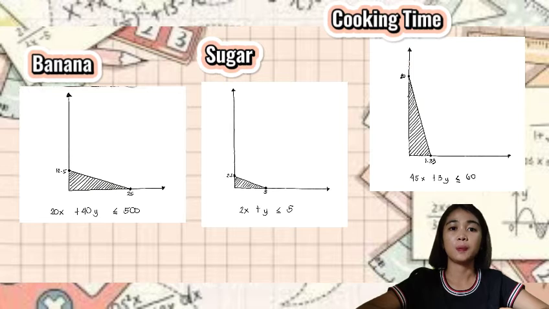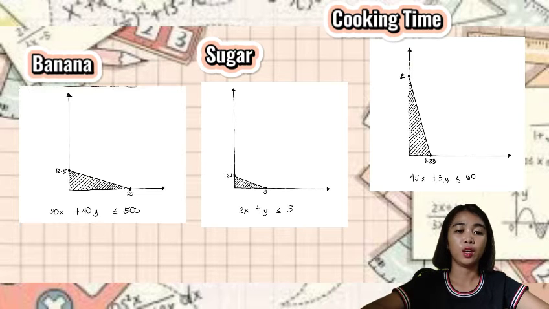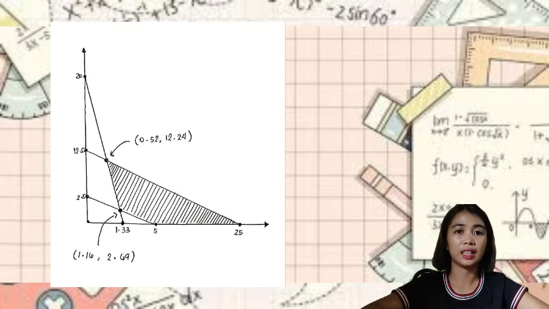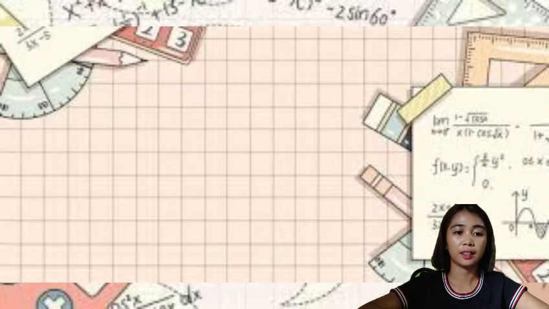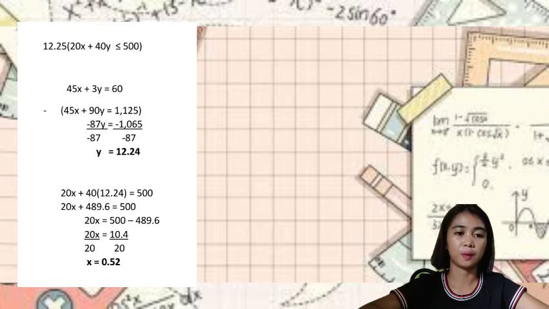Next, let's plot the points of our constraints in a graph. So we can see it in the presentation, and if all the constraints are put in one graph, we can see intersections, and those intersections are called extreme points. In order to get those, we need to follow this process.